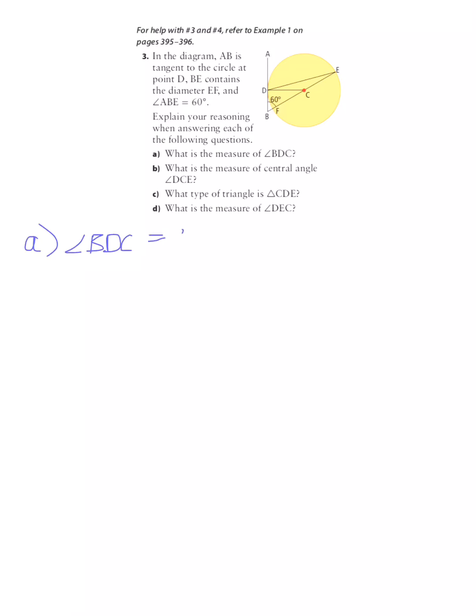So BDC has to be 90, and I'm going to say it's the point of tangency. You can look up exactly how it's worded in the textbook, but that's the most important thing. If you want to draw that in or write it, go for it, but we know that that's 90. What is the measure of central angle DCE?